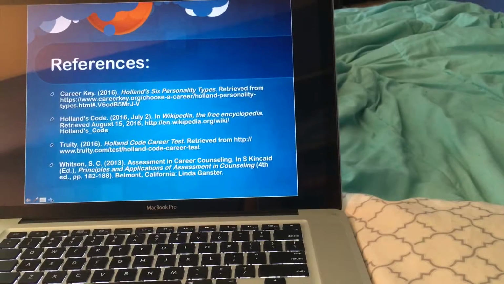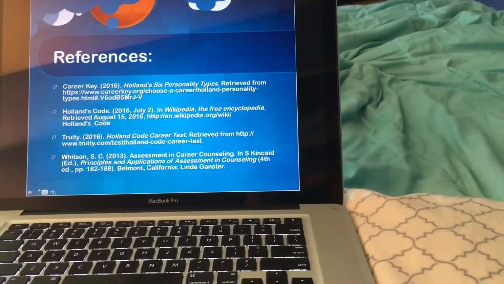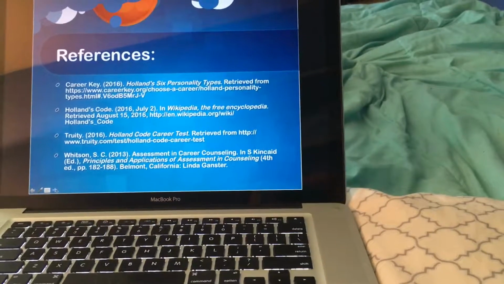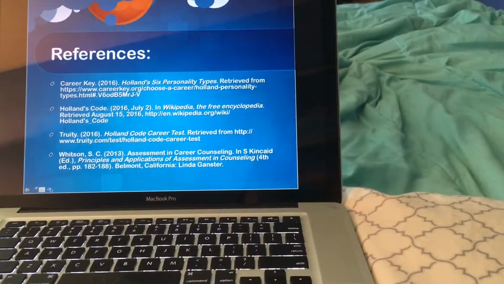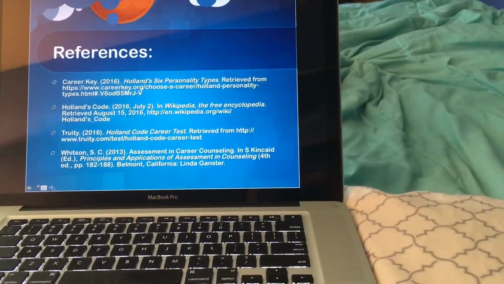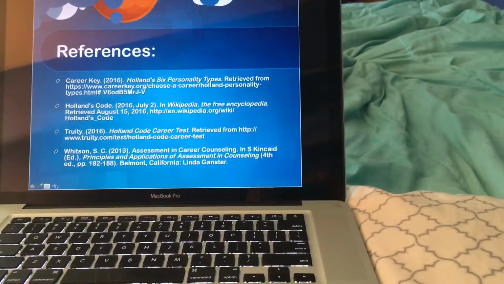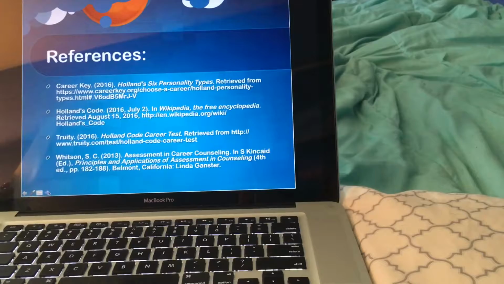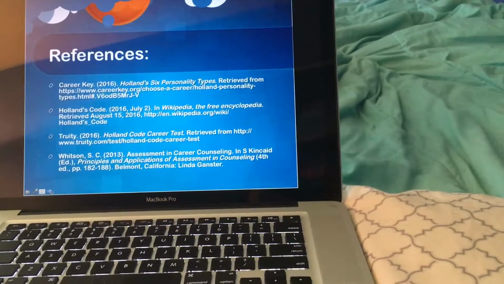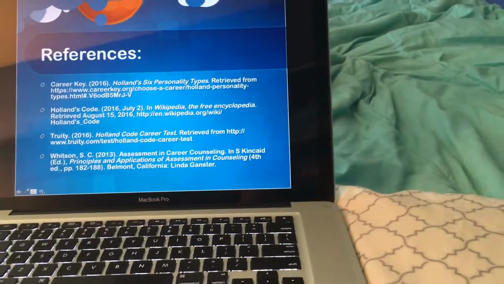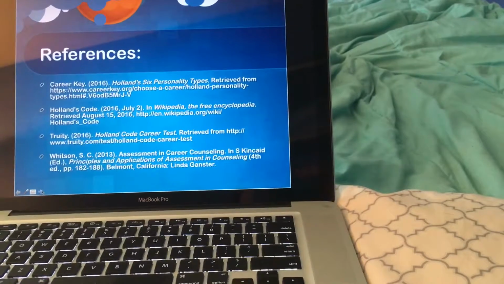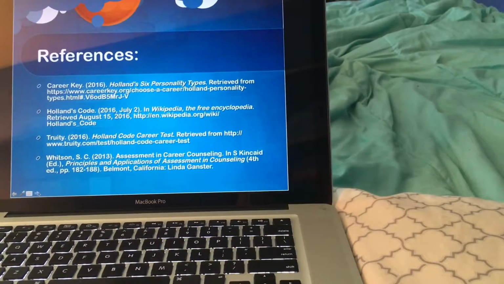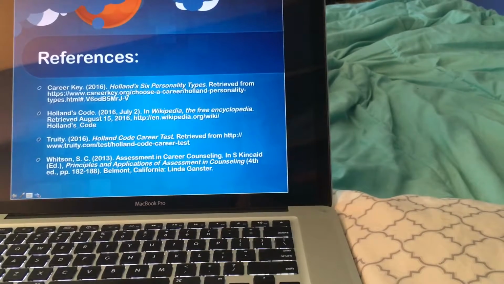Truity is the Holland Code Career Test. Again, it's another place where you can take the test. There was some information on there I found helpful. And then our book was really good about talking about the self-directed part. It wasn't very specific to Holland, obviously, but it's a great place to start. If you have any questions, please feel free to contact me. And again, I found this very helpful.